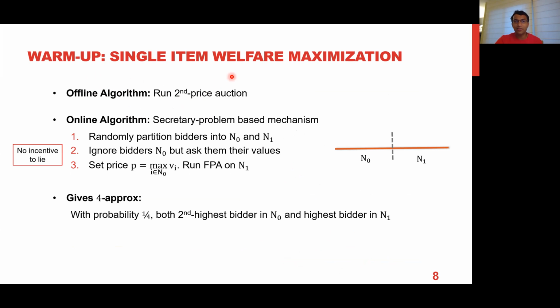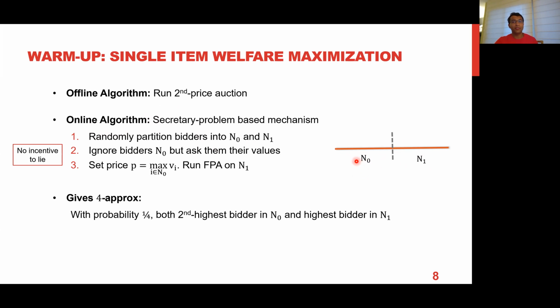First, I'm just doing single item welfare maximization, where I have a single item to allocate. Offline, you can run the second price auction, but suppose I want to do it in an online model where bidders arrive one by one. Then here's the secretary problem, the classical stopping time problem, and a secretary problem based mechanism, where you partition all the bidders randomly into two halves, N0 and N1. To all the bidders that arrive in N0, you say: you won't be getting this item today, but had you been participating, how much would you be willing to pay?